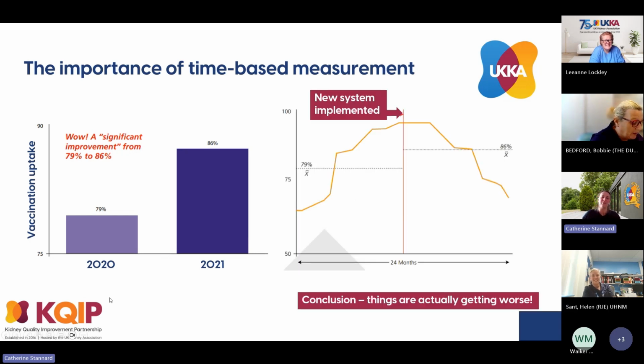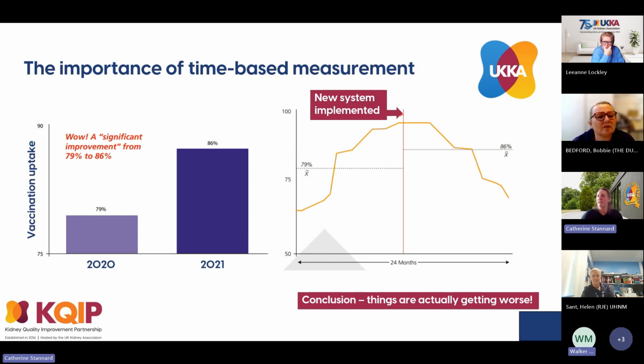And this is what it looks like when you look at the data over time. So what can you see now from this data? If the intervention happened at 12 months. A new system was implemented at 12 months. Got worse, like the new system. That's right. A new system was implemented, and as Bobby said, it's got worse.